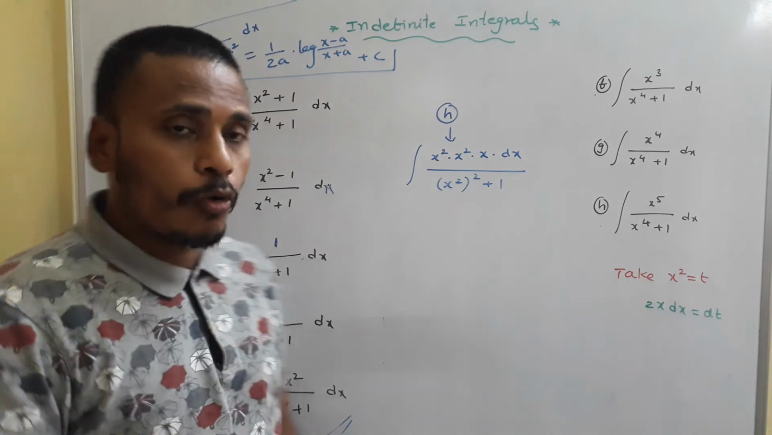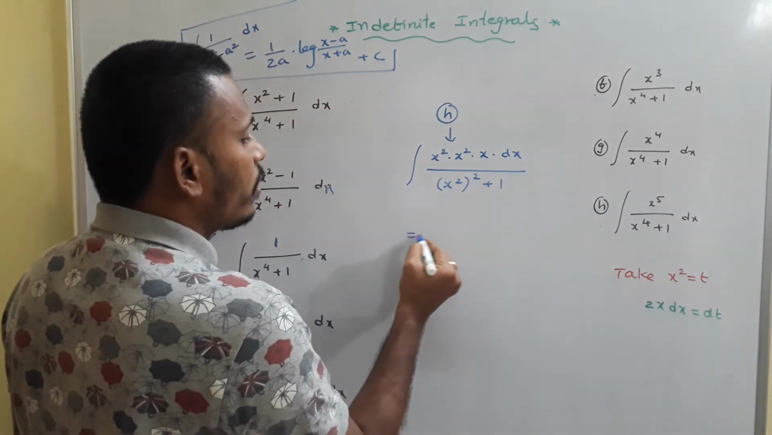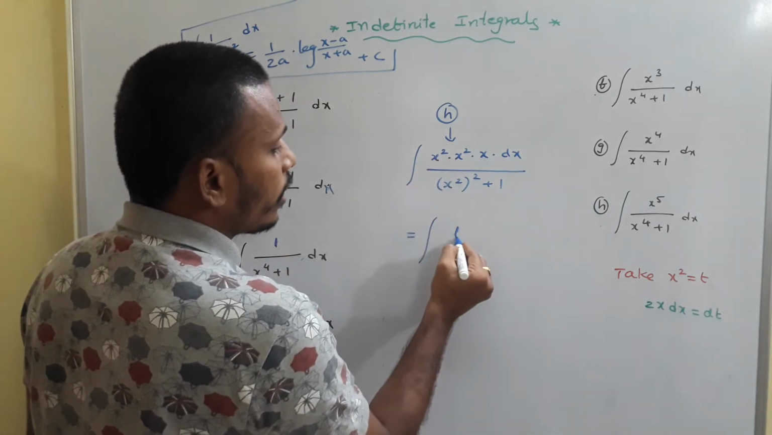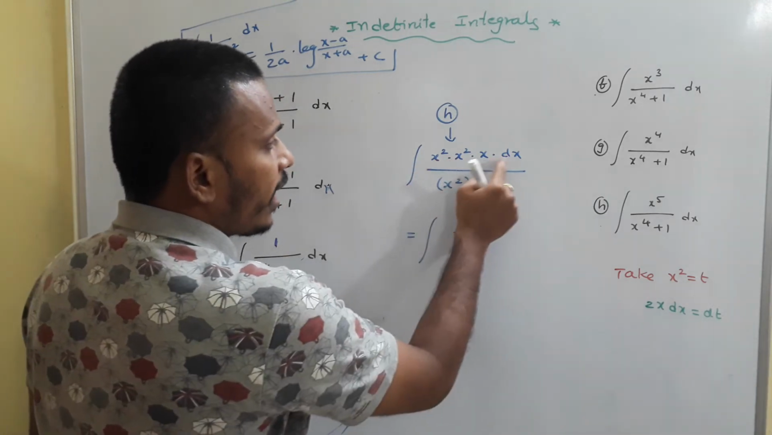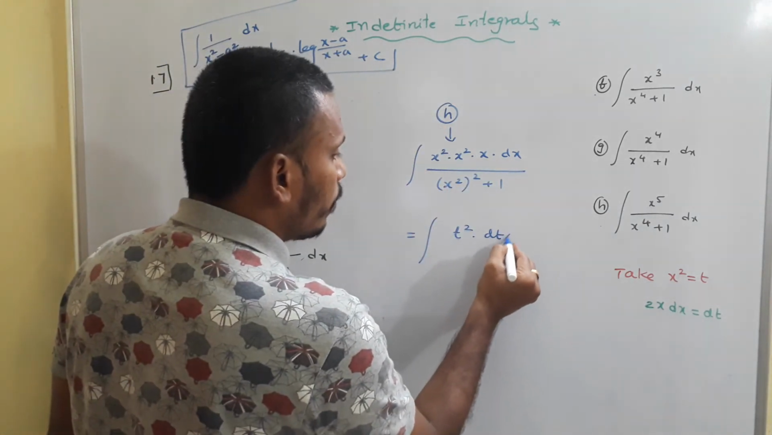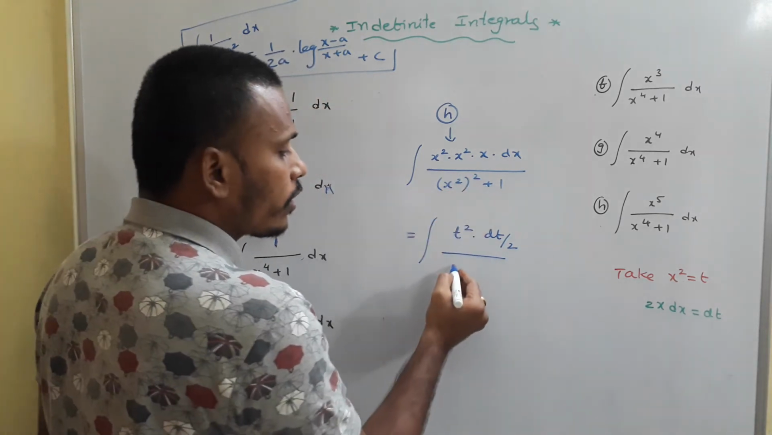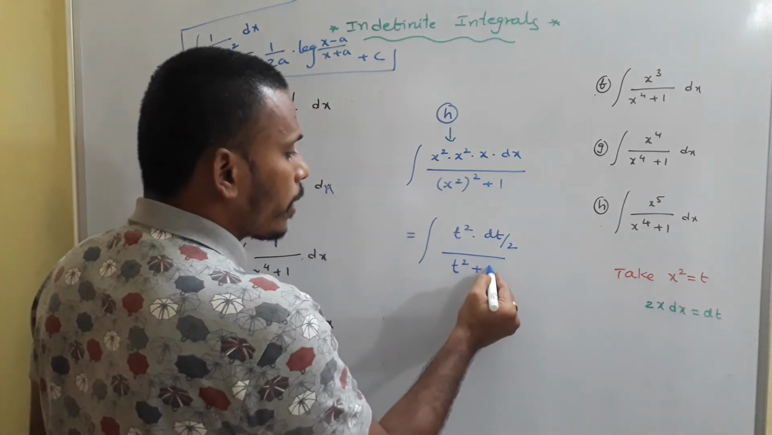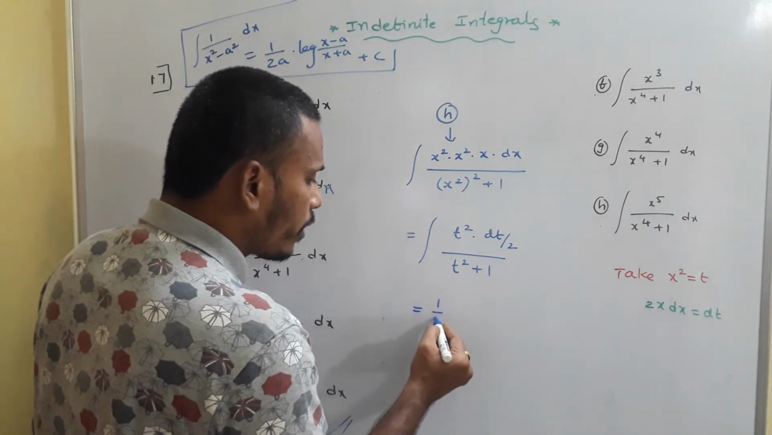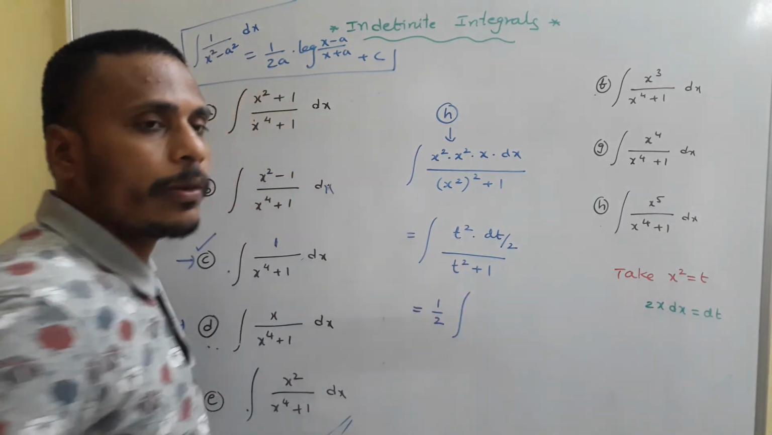Rewriting the complete problem in terms of x square, and then rewrite x square as t. So x square is t, giving t square, and x dx is dt by 2, divided by x square whole square, which is again t square plus 1. Now this 1 by 2 is a constant, keep it out: 1 by 2 integral of t square by t square plus 1.